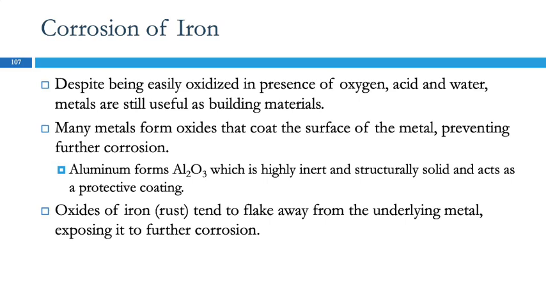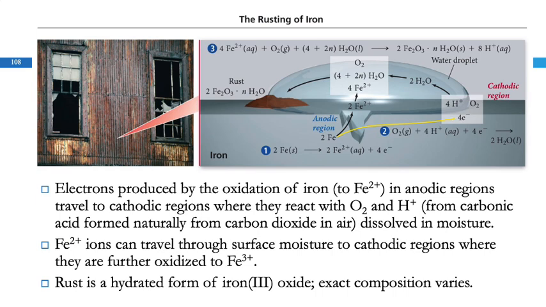Iron doesn't work that way. The oxides that it forms tend to be flaky. That's what rust is, right? Tend to be flaky, and they fall off, right? Exposing more iron, and so more oxidation can occur, more rusting. So this is at the same time kind of fascinating and confusing.